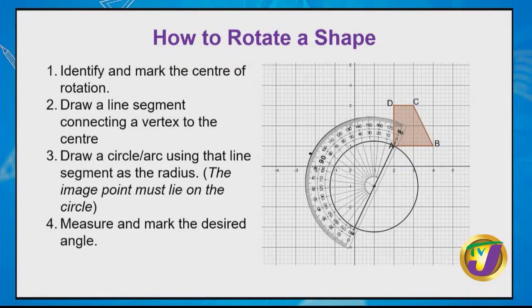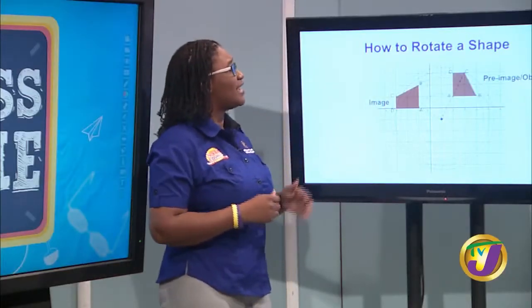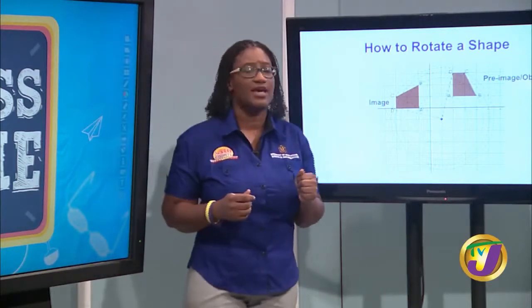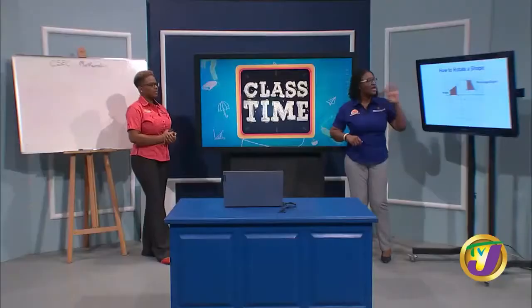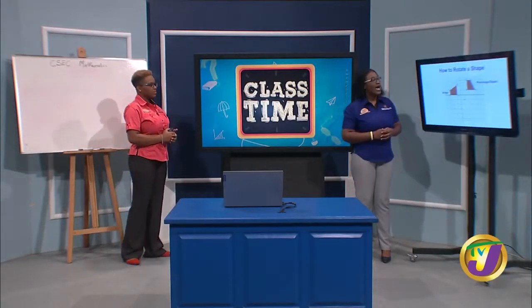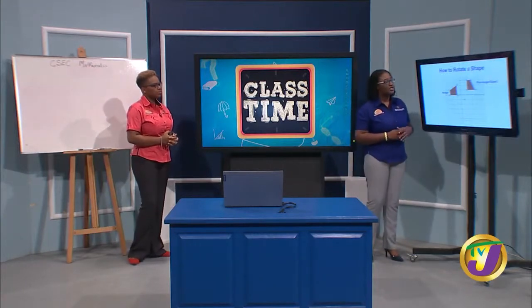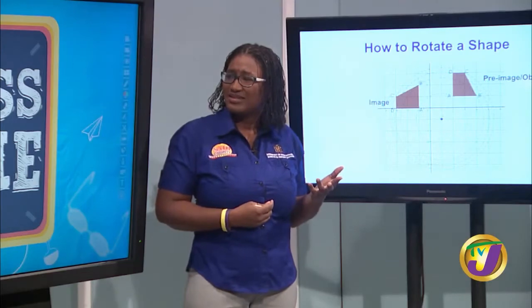All right, so we're going to go back to where we were at the end of the break, and I did mention that we're going to be looking at the properties of the rotation. So Latoya, as we look at this, we're seeing our object, our pre-image, and we're also seeing our image. Are there any similarities?